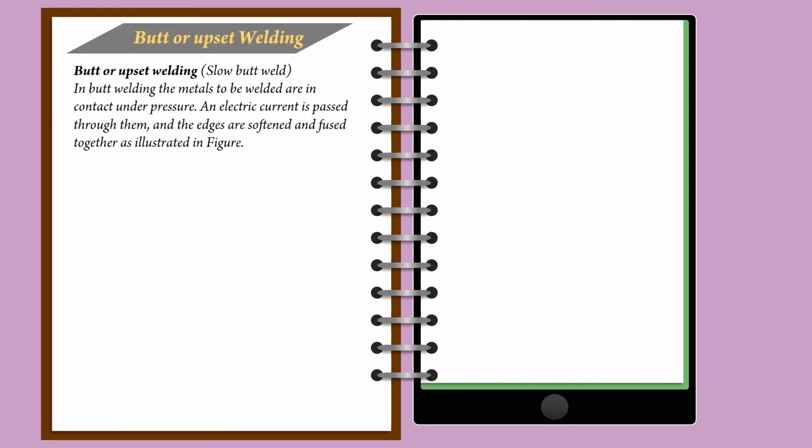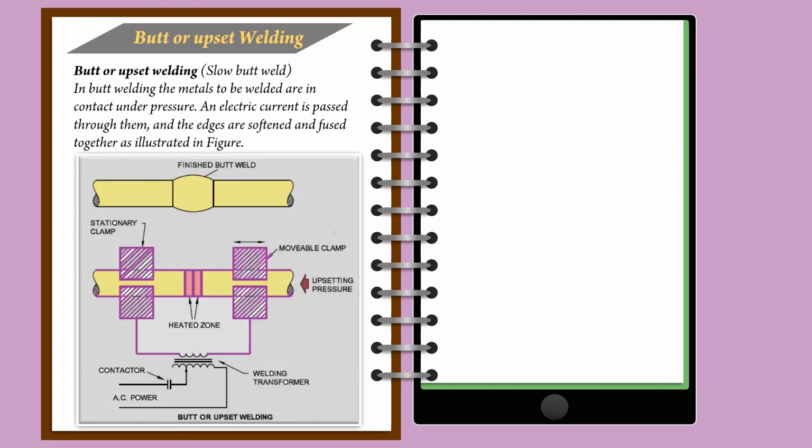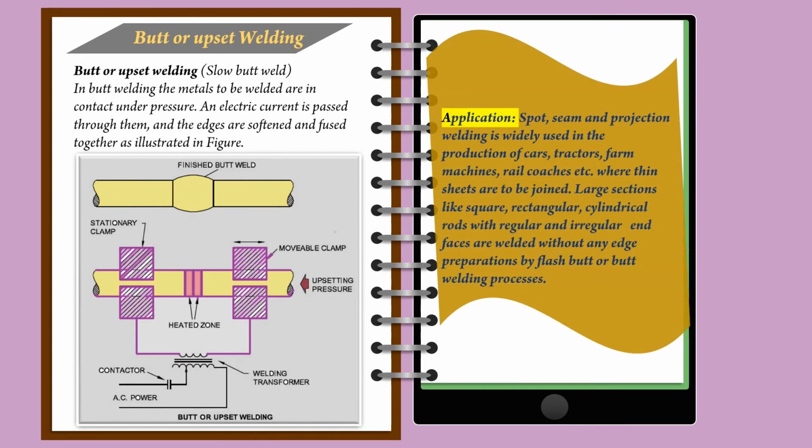Butt or upset welding. It is also known as slow butt weld. In butt welding, the metals to be welded are in contact under pressure. An electric current is passed through them, and their edges are softened and fused together as illustrated in figure given below.